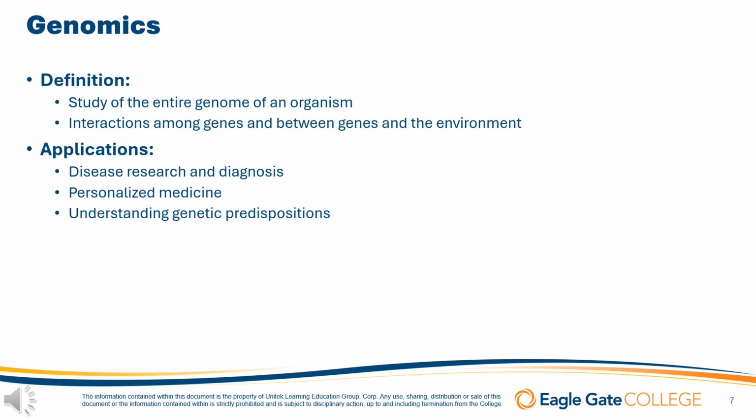Genomics has several significant applications in medicine and research that have transformed our understanding of diseases and the development of targeted therapies. One of the primary applications of genomics is in disease research and diagnosis. By studying the genome, researchers can identify genetic mutations and variations that are associated with specific diseases. For example, certain mutations in the BRCA1 and BRCA2 genes are linked to an increased risk of breast and ovarian cancer. Genomic information can lead to more accurate diagnoses and the development of genetic tests to identify individuals at risk.